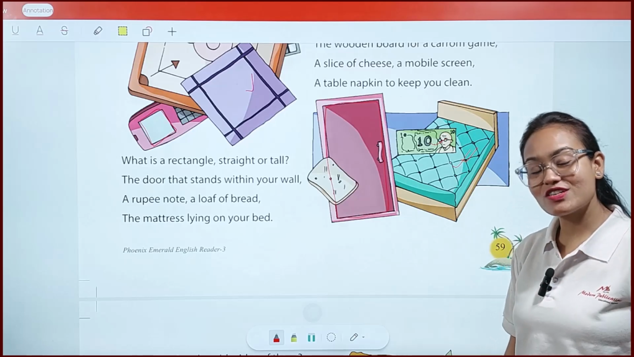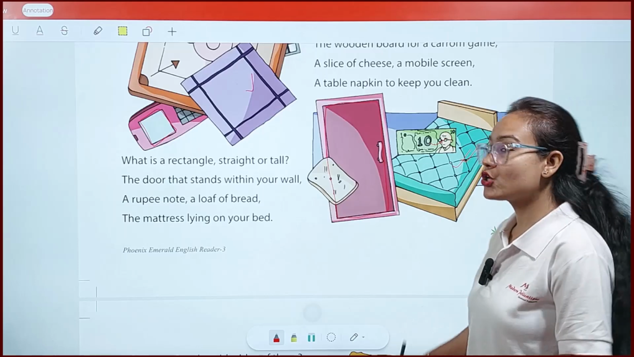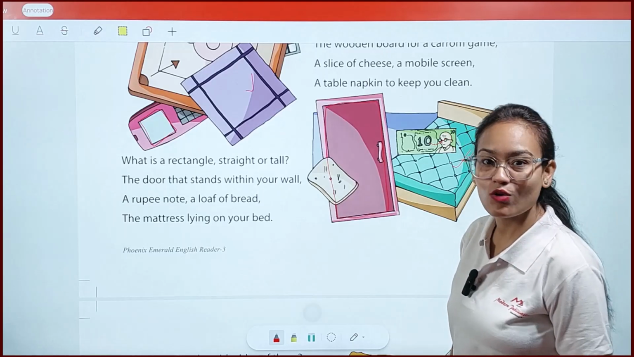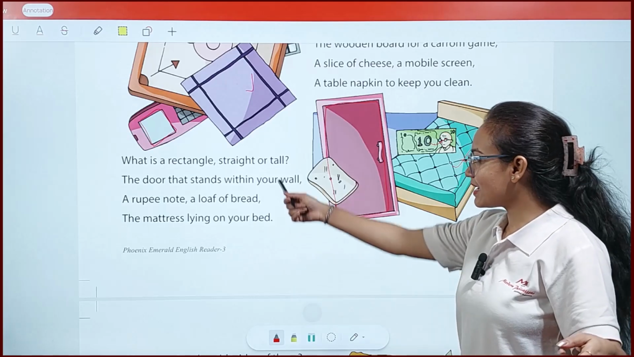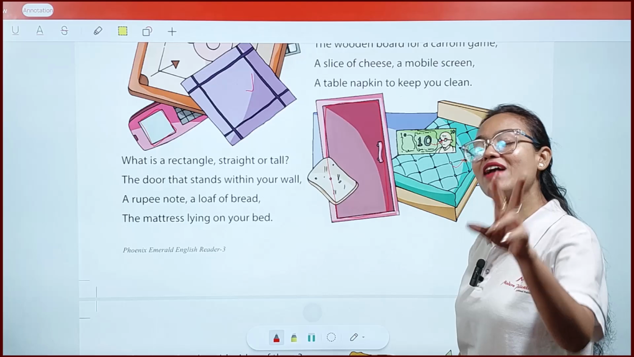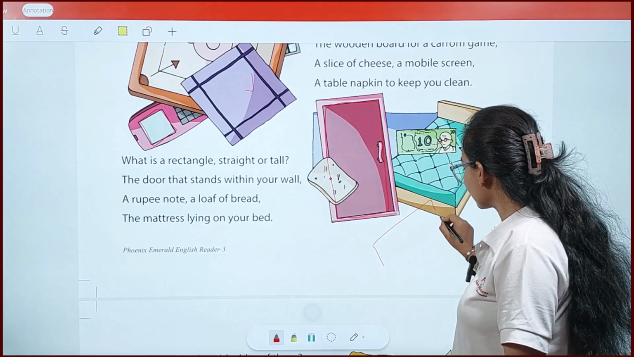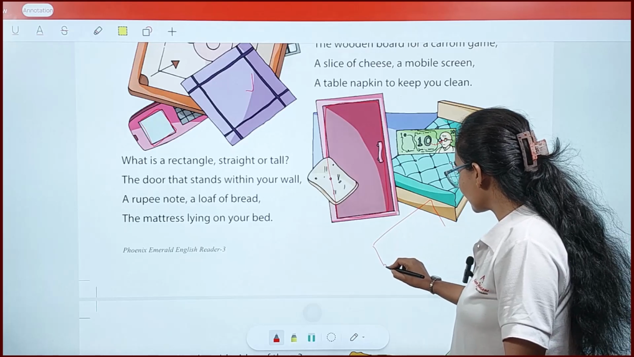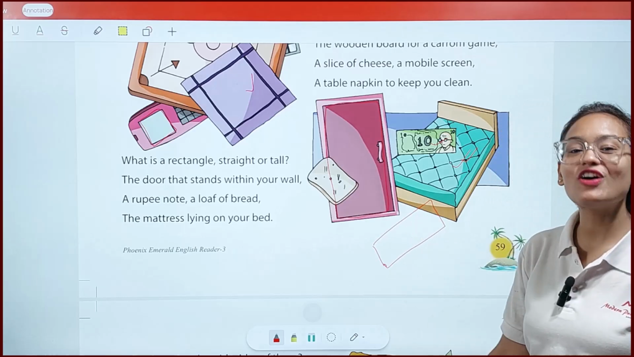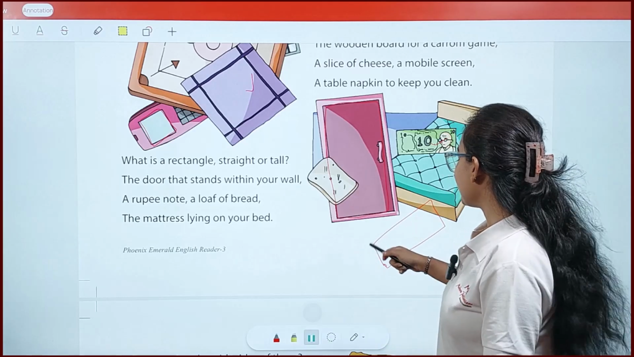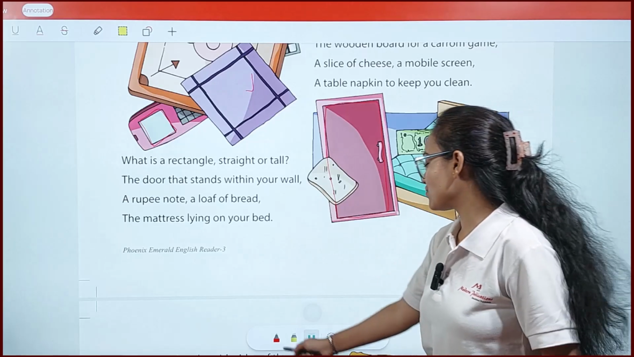So my dear students, how are you going to describe rectangle? Rectangle means straight and tall, having two sides equal. In a square, we have all four sides equal. But in the case of rectangle, we have any two sides equal. Let me show you. So this is an example of your rectangle.